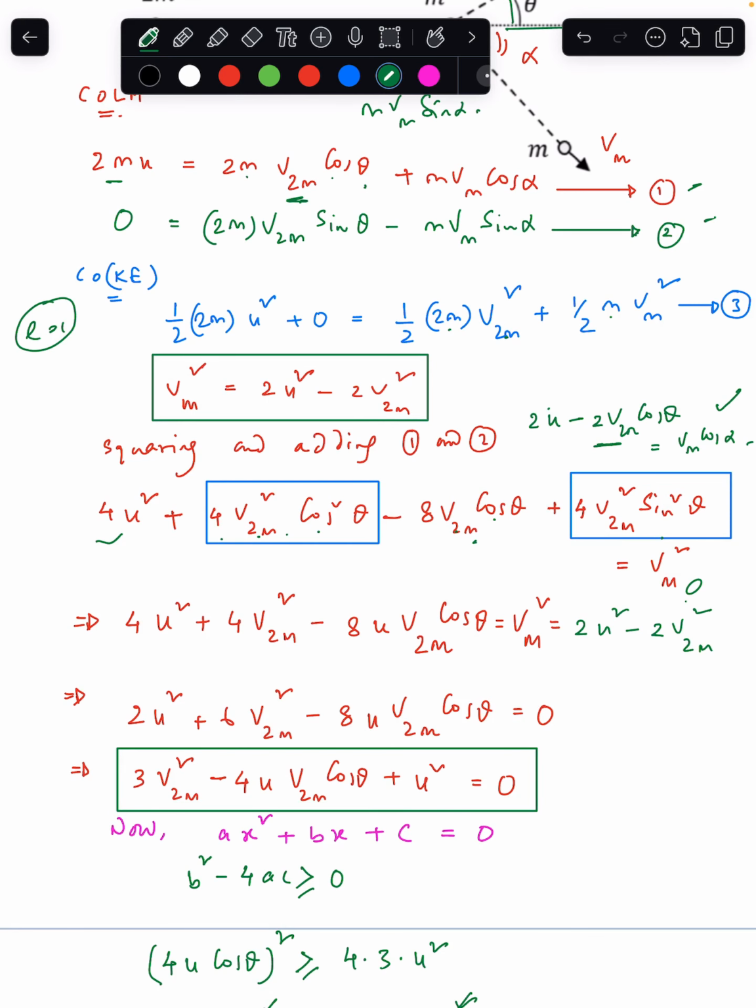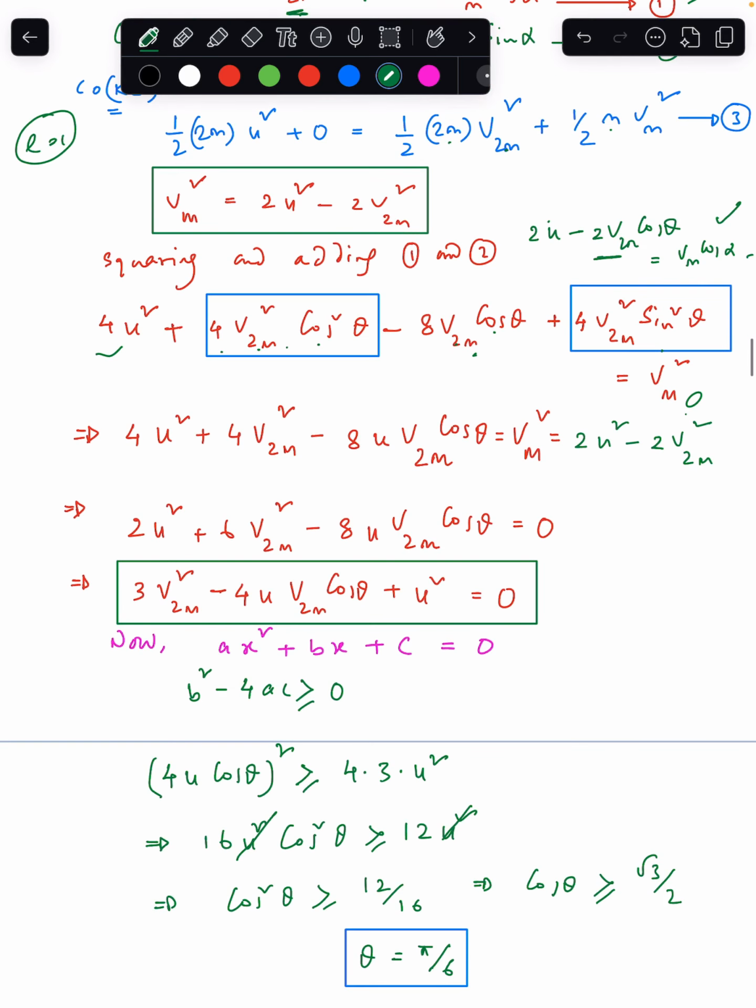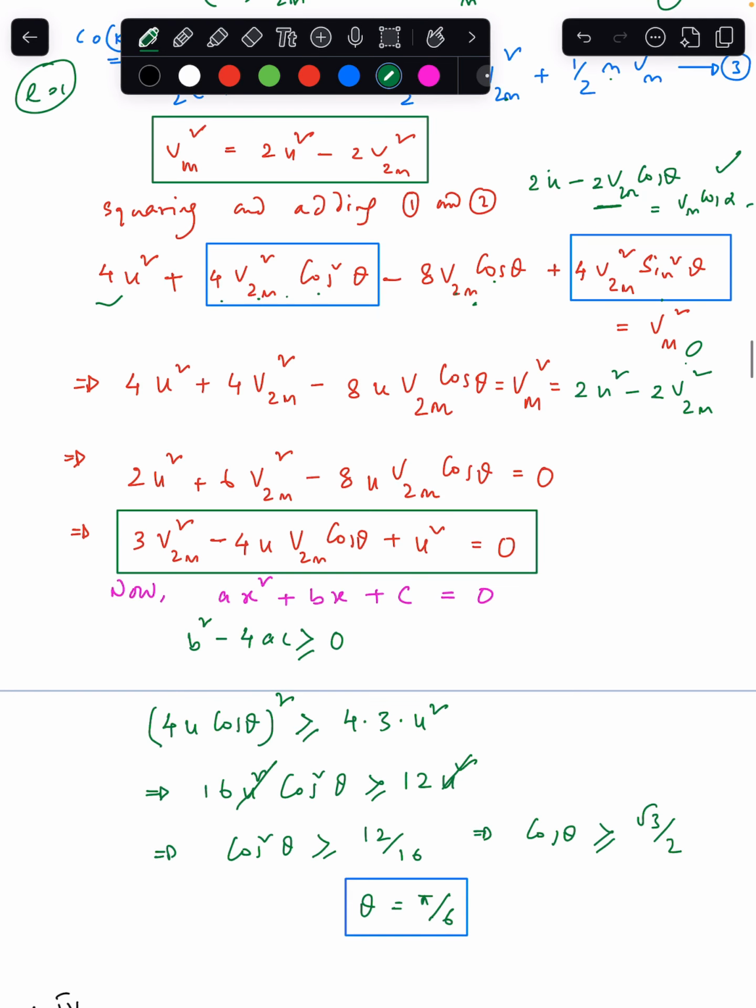This is a quadratic, ax square plus bx plus c is equal to 0. This is real only when b square minus 4ac must be greater than or equal to 0. After doing the calculation, cos square theta greater than or equal to 12 by 16, cos theta greater than or equal to root 3 by 2. Theta is again coming how much? Pi by 6, because cos theta value is equal to root 3 by 2.